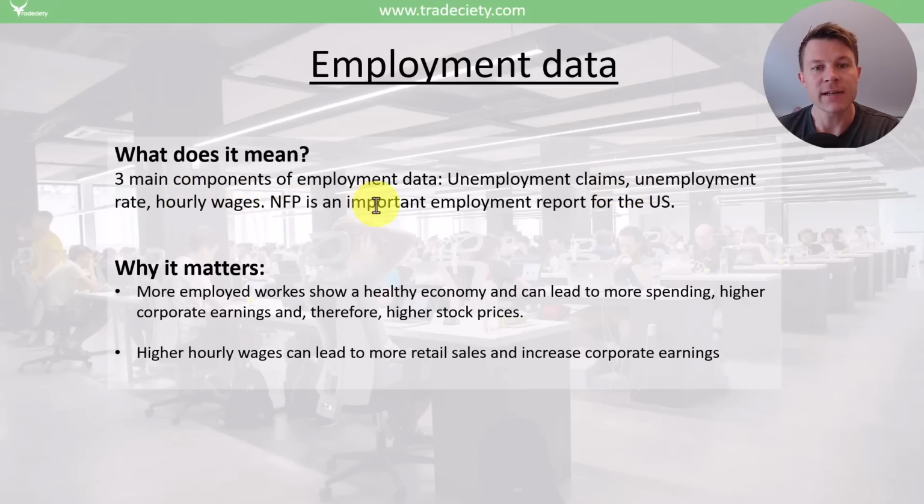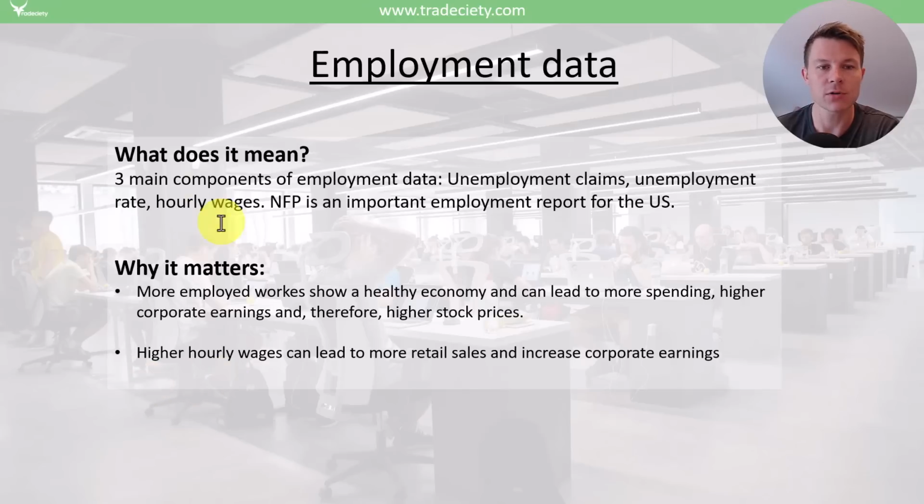And the NFP is an important employment report for the US. It's released once a month, on the first Friday of every month. Why does it matter? It's very straightforward. More employed workers show a healthy economy, and this can then lead to more spending, because more workers means more people have a higher income, and therefore more spending will also lead to higher corporate earnings and therefore higher stock prices. So it's overall bullish for an economy when more people are finding work.